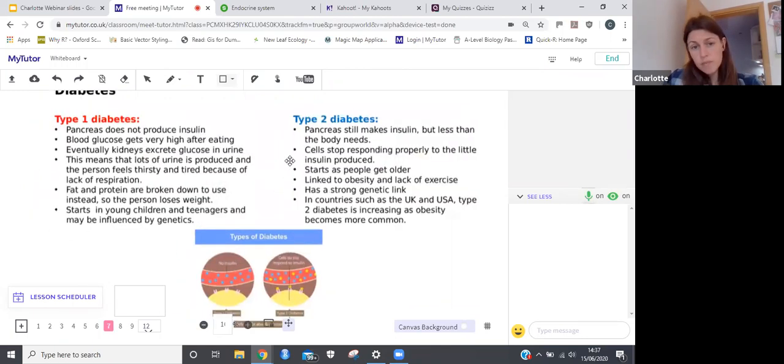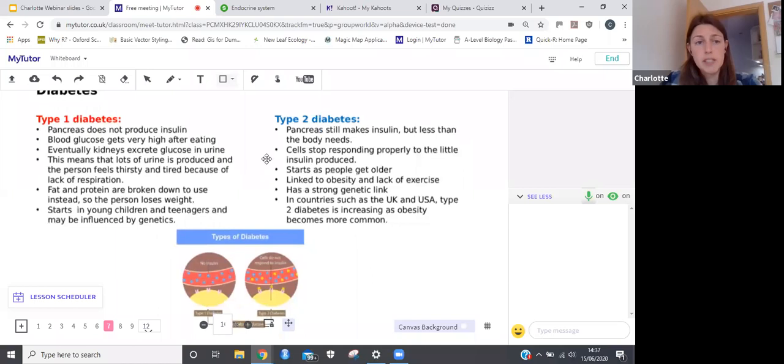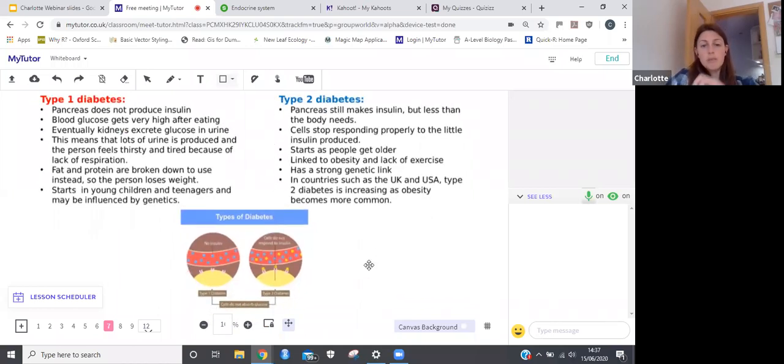Okay, quick slide about diabetes. So diabetes is directly linked to insulin, and there's two types of diabetes. And so I've done kind of parallel lists here to try and make the difference between them really clear. There's also this diagram here. So in short, type 1 diabetes is when your body doesn't produce insulin at all. So you don't have that means to control glucose being taken out of the blood.